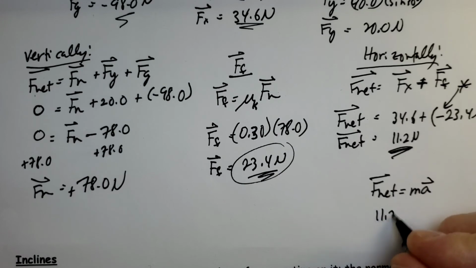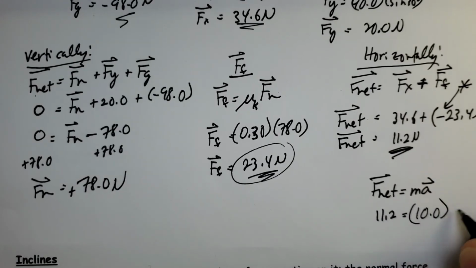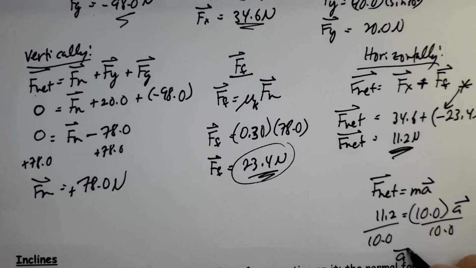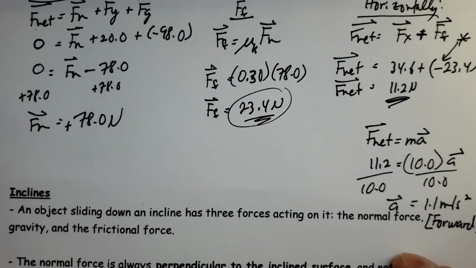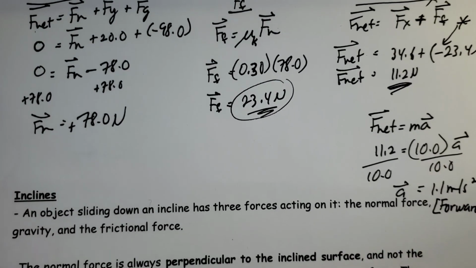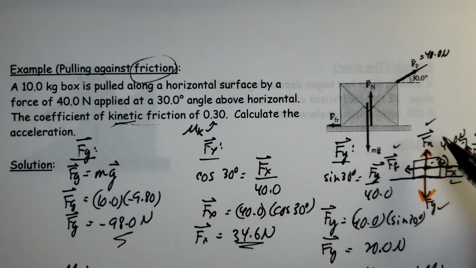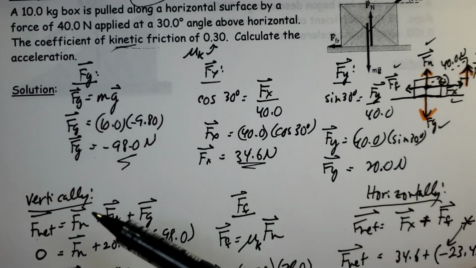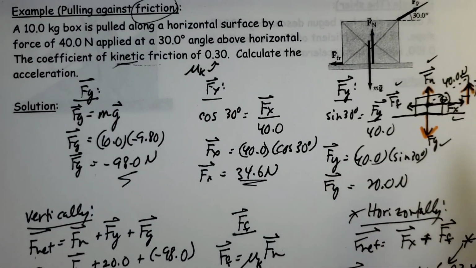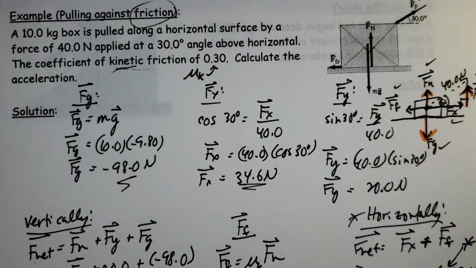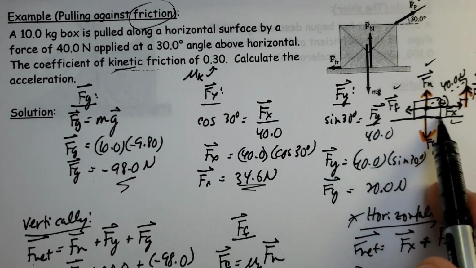So we'll plug that into here. And we can solve for A, divide each side by 10. A works out to be 1.1 meters per second squared. And I can put a plus in front of it, or I can just simply say forward. It doesn't really matter, as long as I have a direction. So, fairly big question. It involves figuring out every single force involved, analyzing it vertically, horizontally, and in most cases, we have an acceleration in the horizontal direction, or parallel to the surface.